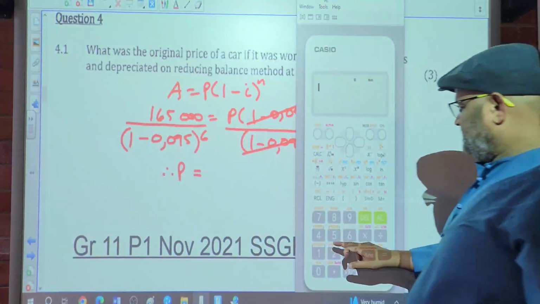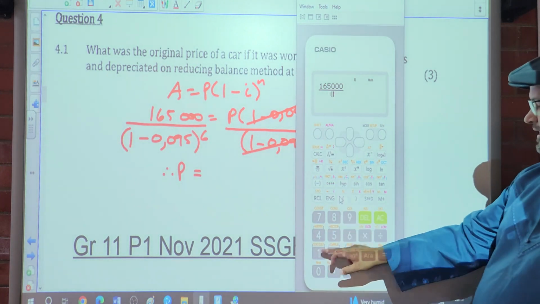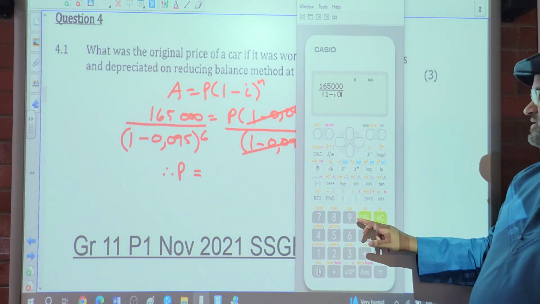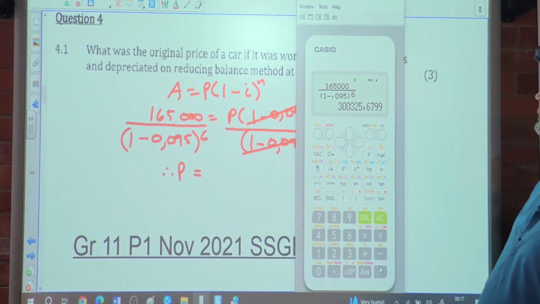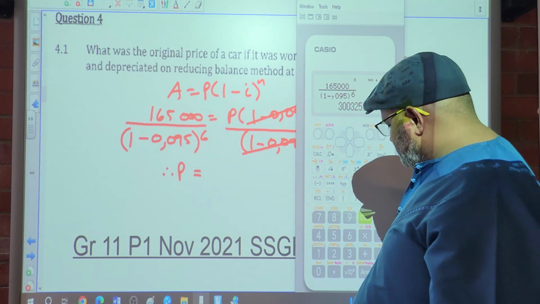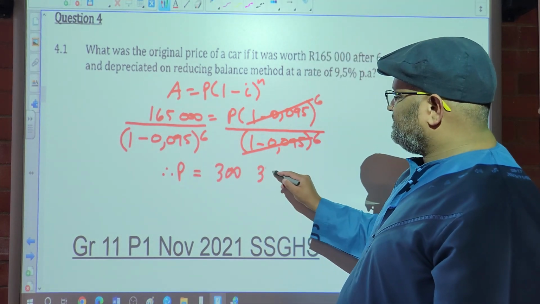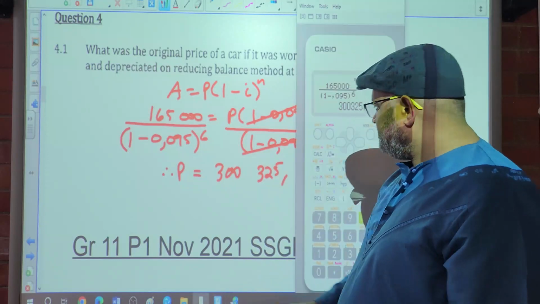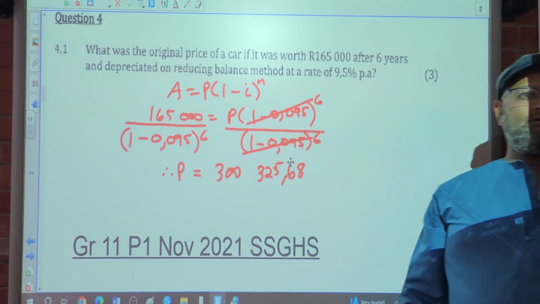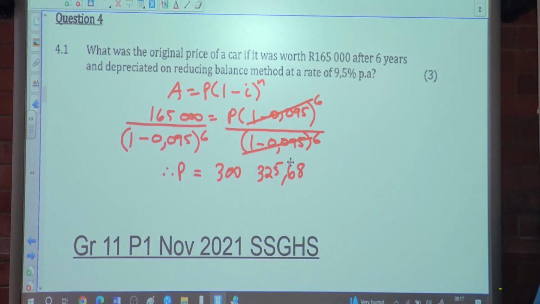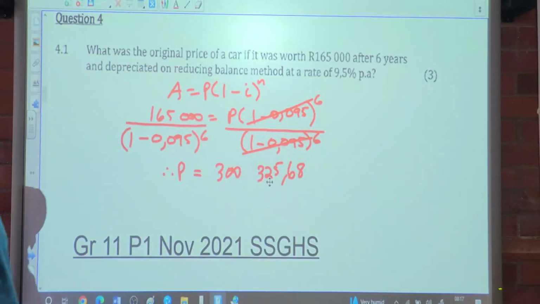So therefore P is equal to 165,000 over 1 minus 0.095 to the exponent 6. Work that out, it gives you 300,325 Rand and 68 cents. Okay. See any confusion there? Of course, that's in Rands.